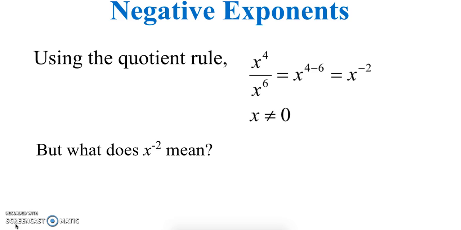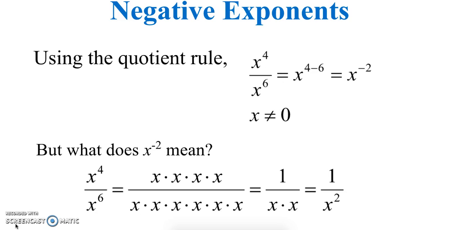The quotient rule, as we know, is subtracting your exponents. When you subtract your exponents, if you do this and you get a negative 2, that means that you have an x to the 4th on top. So x to the 4th is in your numerator, x to the 6th is in your denominator, and you have to cancel out. In order to make that positive, because we cannot have negative exponents, it becomes a 1 over x squared.